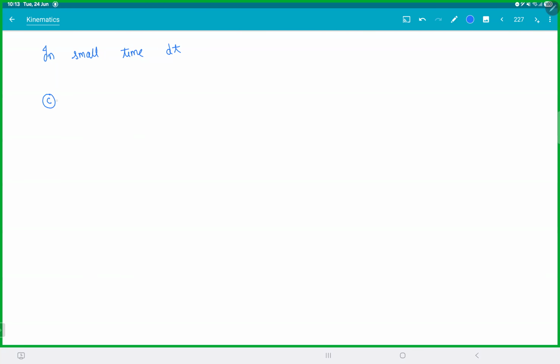So in a very small time dt, the cat will travel how much? U into dt. It has traveled a small distance. During this time, what did your dog do? The dog, which was looking at the cat straight, suddenly now starts looking at an angle. This is also v, this is also v, this is angle theta. Make sense? Isn't that what the dog did? The dog simply changed its direction. Its head went from straight to a little to the right.